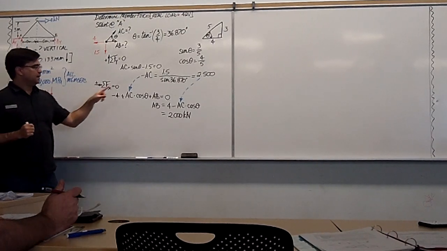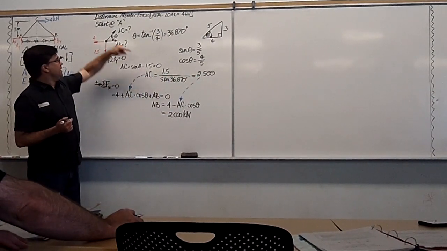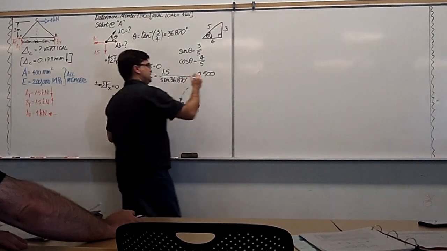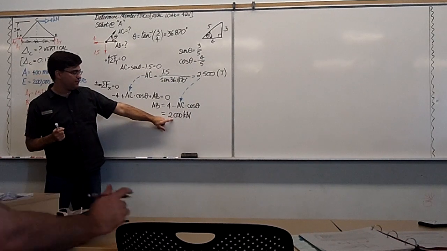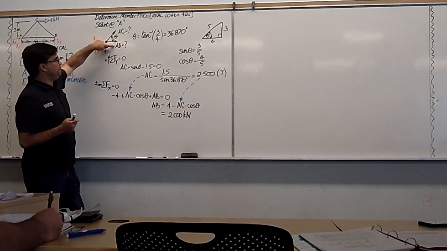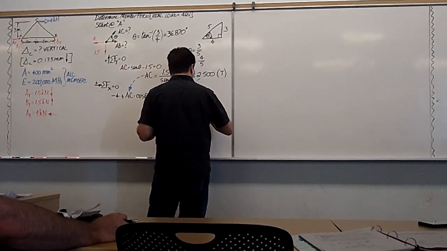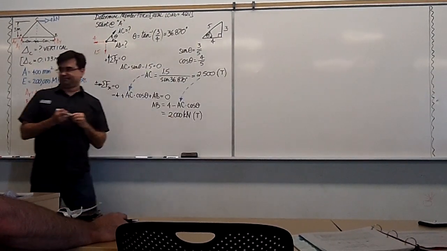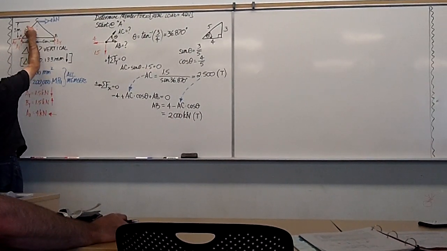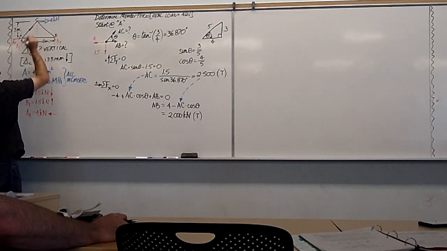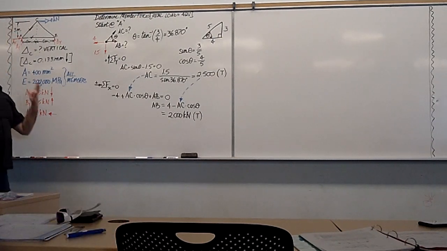Now let's go back a second. The fact that I got a positive number here for AC tells me that my assumption is correct. AC is in fact in tension. The fact that I got a positive number here for AB tells me my assumption is correct. I guessed it in tension. AB is in fact in tension. So we have found this member force, this member force.